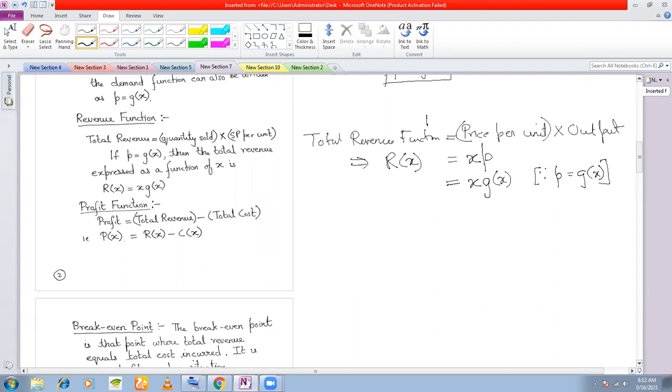Okay, next we come to the profit function. Now the profit function is very simple: total revenue function minus the total cost function. The profit function is sometimes represented as P(x).